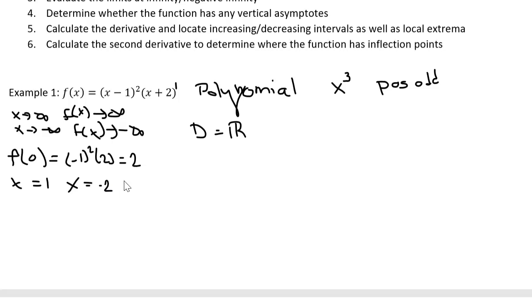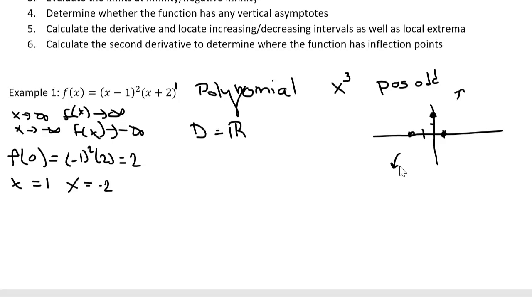And so I'm going to start my sketch before I run out of space to do so. So I've got (0, 2), (1, 0), and (-2, 0). And I know that odd positives end up and begin down. So that's what I have so far with the information that I've determined.